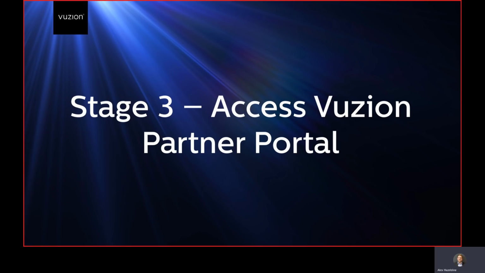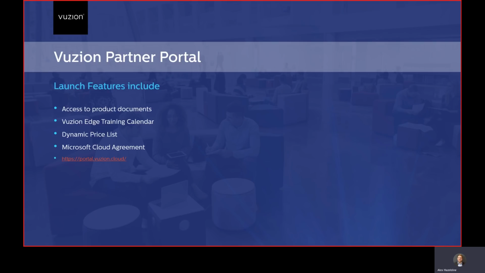So stage 3 is accessing our Vuzion Partner Portal. Think of this as our version of Partner Center. It's at its early stages, but has some great features already, which you can see on screen. The biggest interest, of course, for today is the tool our team have created to enable you to confirm the customer acceptance of the Microsoft Cloud Agreement. So here's how you log in. Go to portal.vuzion.cloud and click the Sign In with Microsoft button.